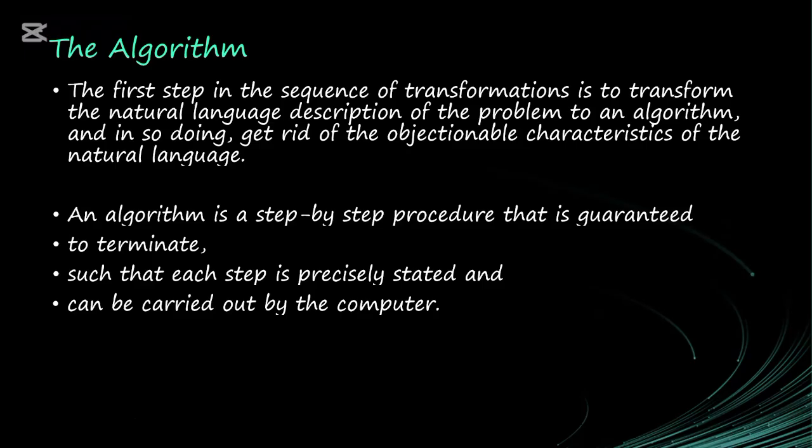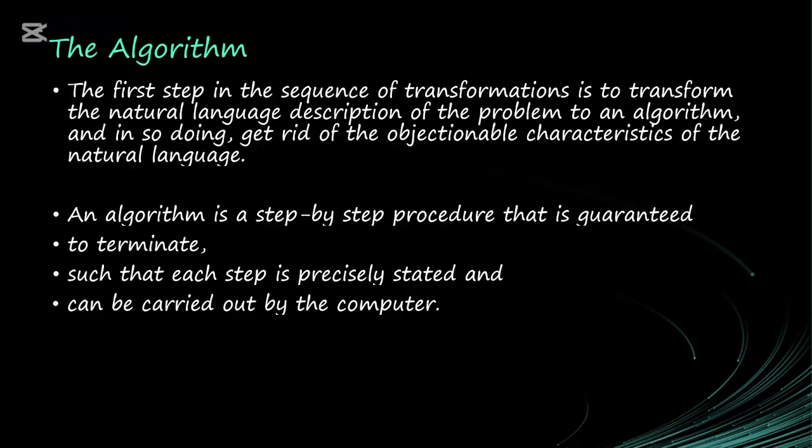An algorithm must meet these three criteria. Don't worry, we are going to talk more about algorithms in a later chapter. But an algorithm is a step-by-step procedure that you have to follow, and it must terminate at a point. Each step must be precisely stated, and it can be carried out. Every step you state must be something that the computer can actually do.